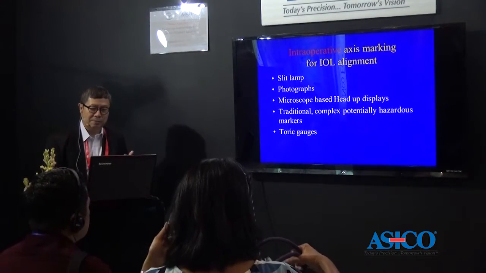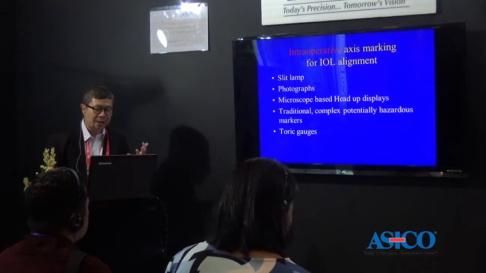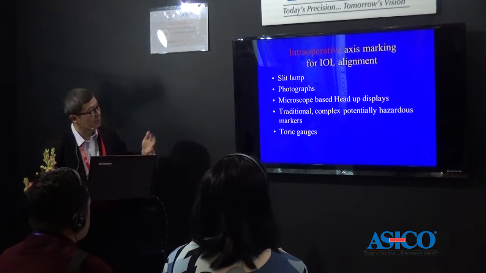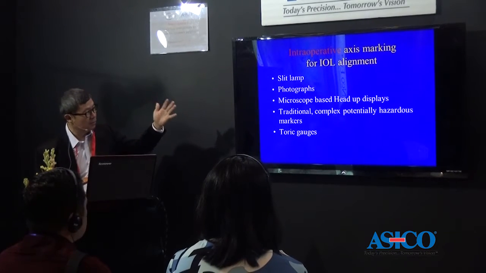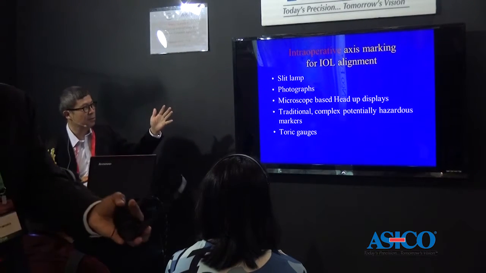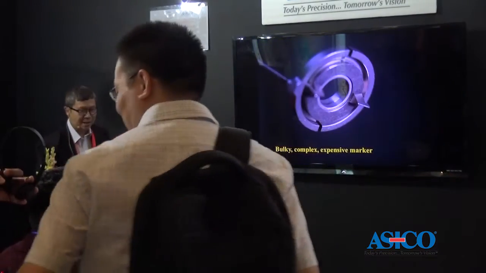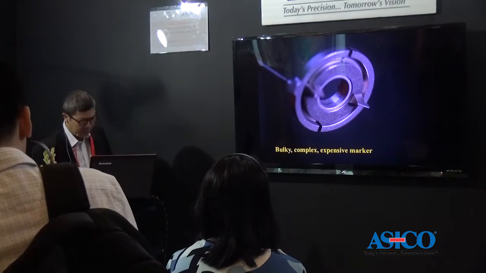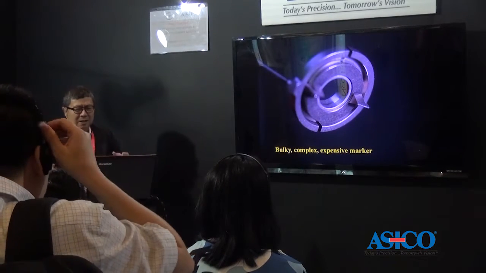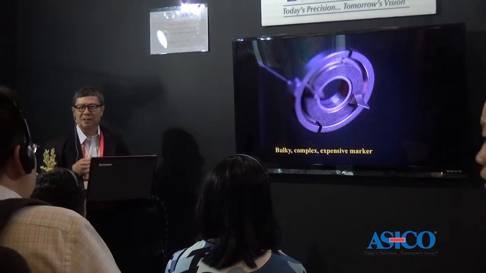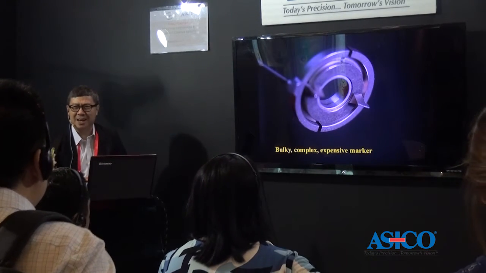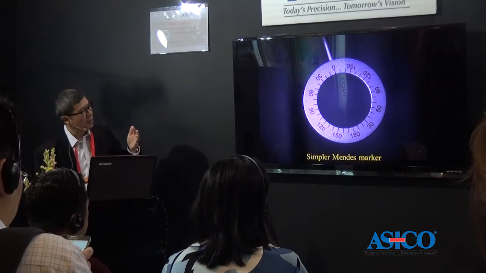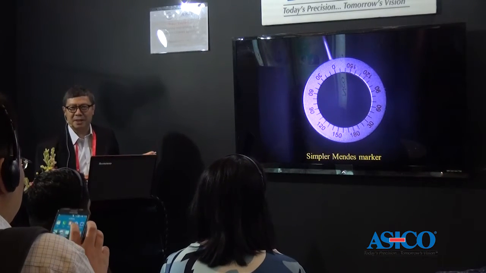And as you all know, we've had many talks on how to align a toric IOL, and many of these techniques are used. The slit lamp is very good, photographs, Callisto, and other markers. So the first instrument I'm going to talk to you about, which I designed, was because I was not very happy with the big, bulky, heavy, and quite expensive markers. What's worse, you can't really see the eye under it. So I tended to use a simple Mendes marker.